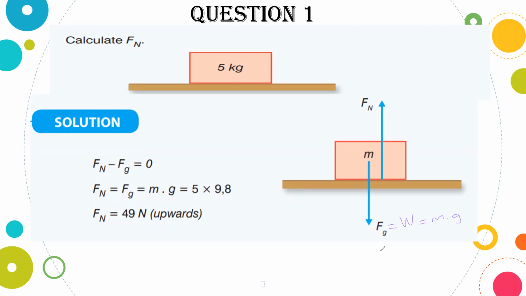M is mass of the object, already given here, 5 kg. And then g is gravitational acceleration, meters per second square. So, number 1, first force is gravitational force, always this direction. And then for this object, we have normal force also, opposite to gravitational force.